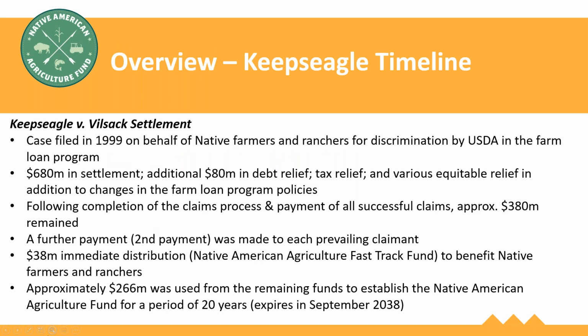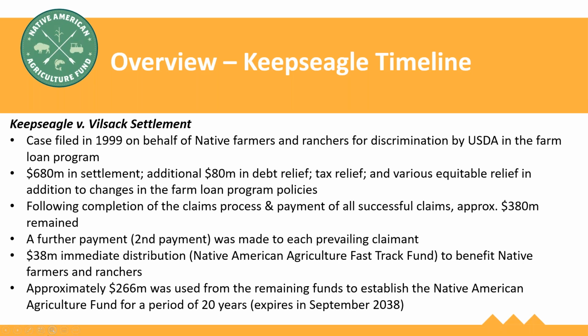Next slide. And again, more about the Keepseagle v. Vilsack settlement. This was initially filed in 1999 on behalf of Native American farmers and ranchers for discrimination by USDA in the farm loan programs. Most of these claims were credit-based discrimination claims, and it actually began in the 1970s. The first claims were started years prior to the class being certified and the case moving towards resolution. When it finally did come to resolution, there was a $680 million settlement, an additional $80 million in debt relief, tax relief, and various equitable relief, in addition to changes in the farm loan program and policies.